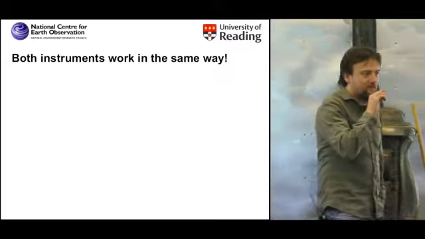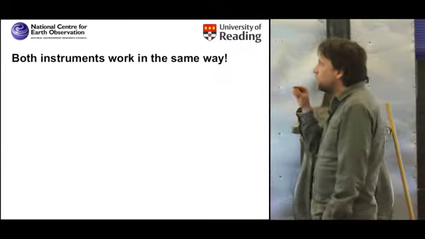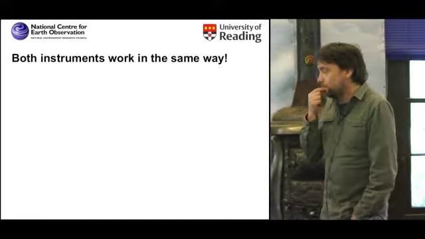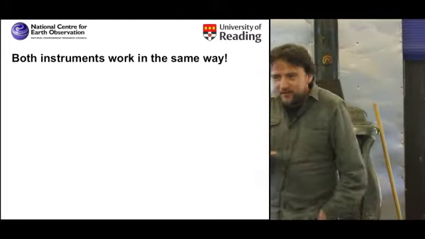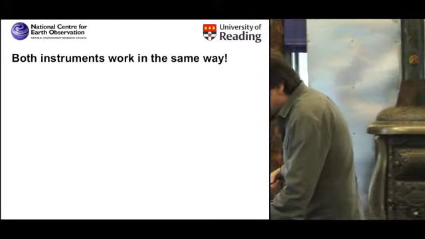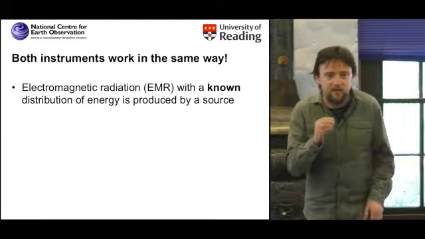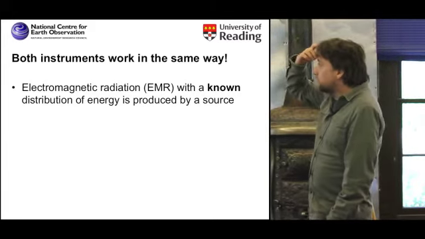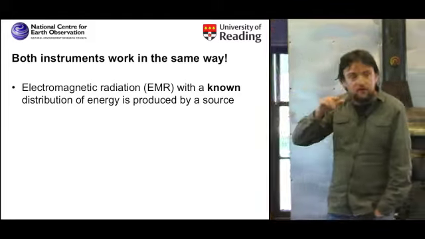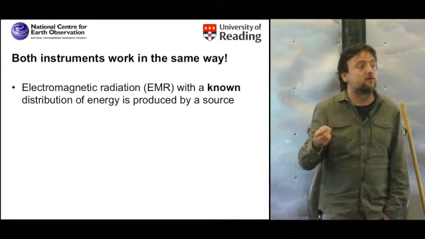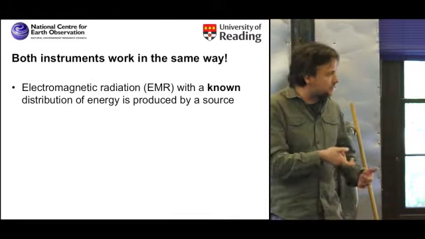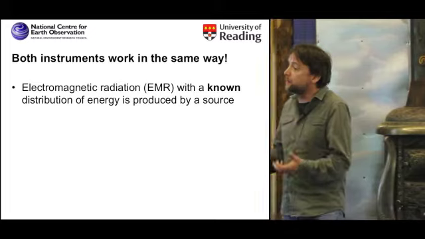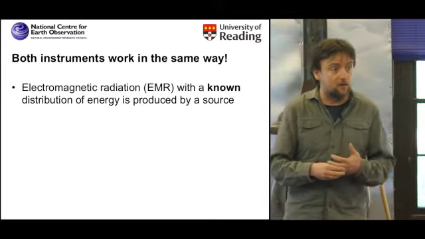But the point that I want to start with is that essentially both instruments work in the same way. One you've got in your hand and one's in orbit around the Earth. But the way they measure stuff is essentially the same. Electromagnetic radiation with a known distribution of energy is produced by some source. So in the LICOR, it's internal to the machine. And for remote sensing, it comes from a variety of sources, but what I'm going to talk about mostly today is using the sun as a source of that energy.